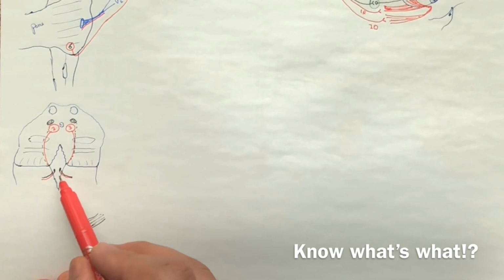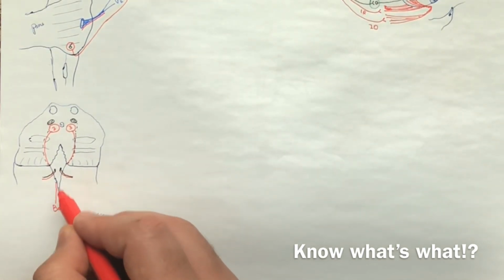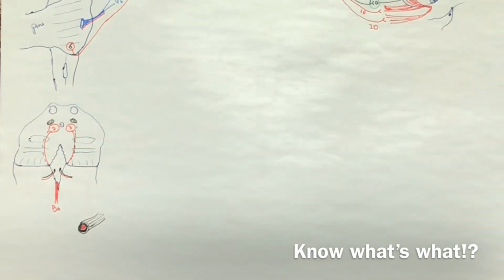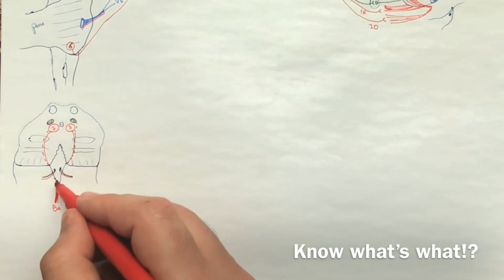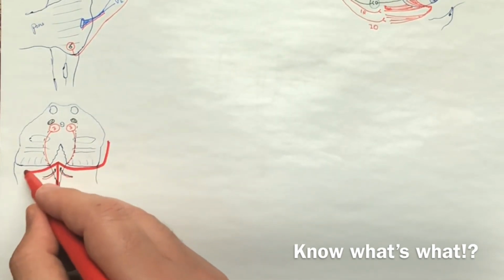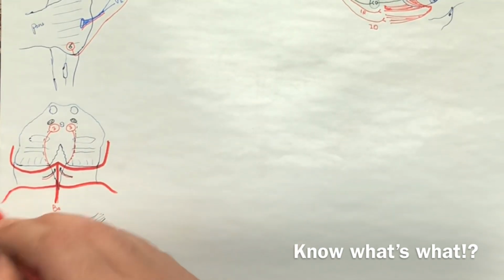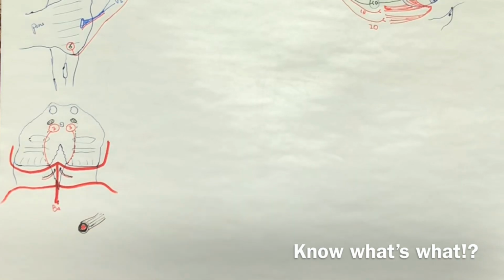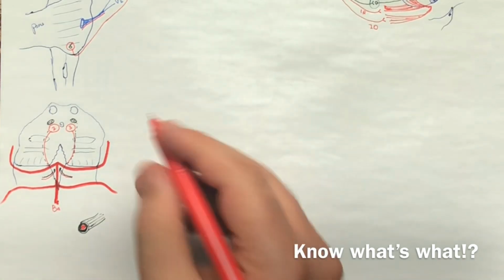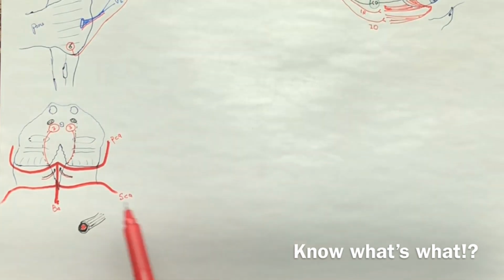Here we show another structure, how they exit between which arteries. So here is the basilar artery. The basilar artery divides into the posterior cerebral artery. Here is the posterior cerebral artery, and it gives a branch to the superior cerebellar artery. In between these two arteries, the third cranial nerve emerges. So here are the posterior cerebral artery and the superior cerebellar artery.